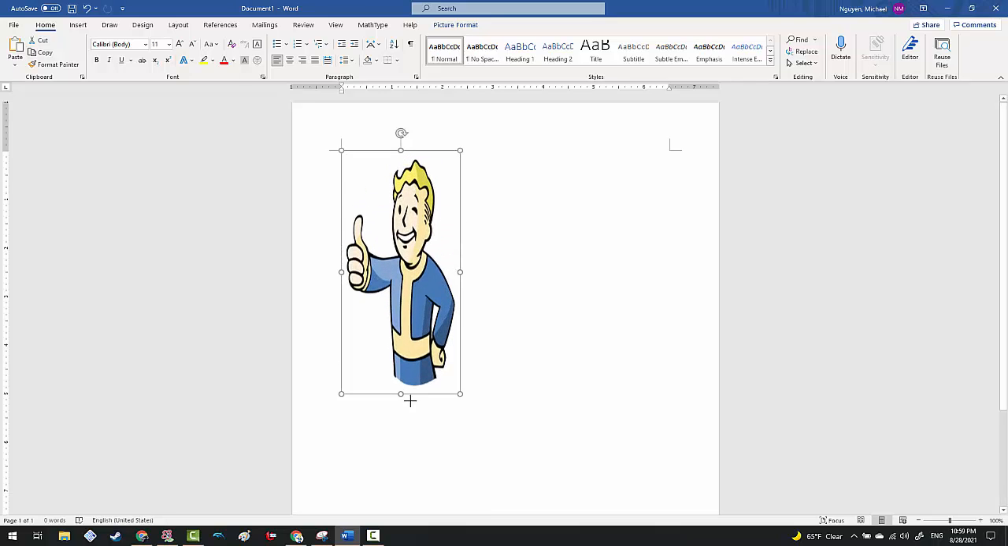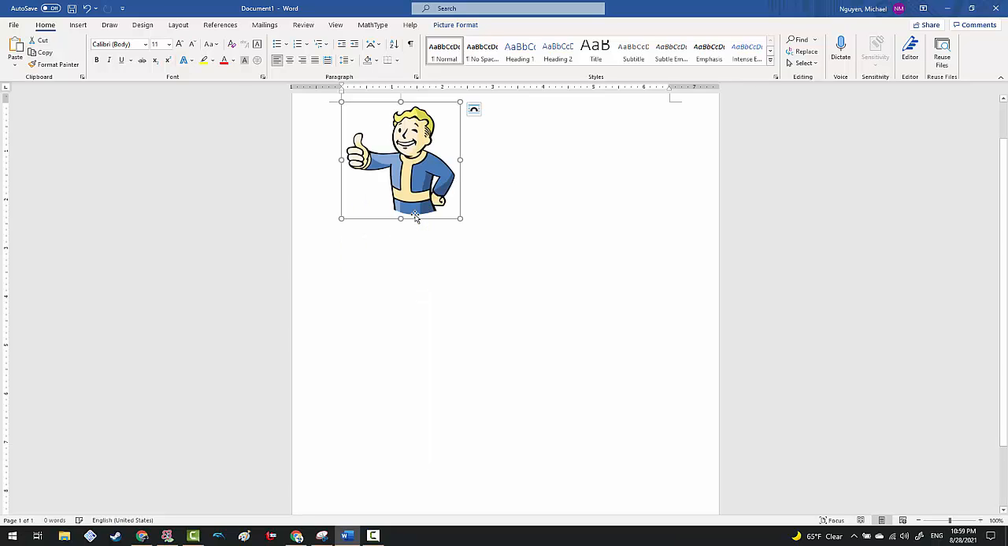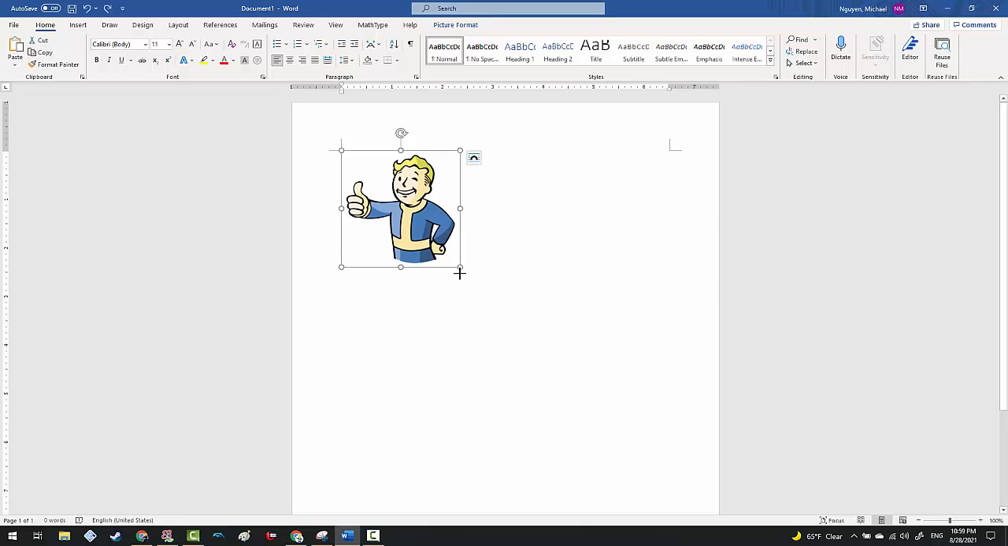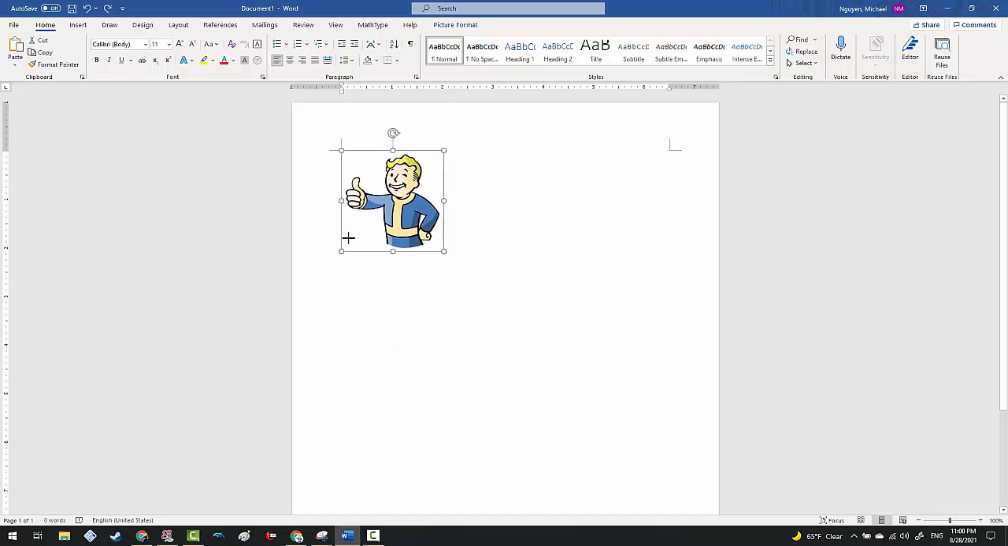Now, if I suddenly do this and make him taller than he was before, but still maintaining the same width, this is not considered a dilation. Remember, dilations need to preserve the original shape and just expand proportionally. So just keep that in mind. I'm sorry, I flipped him on accident. But that is what a dilation is as a visual thing.